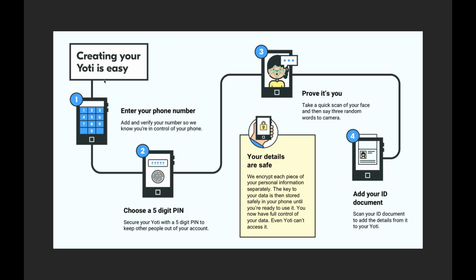So my personal Yoti identity is made up of about 11 different attributes. My name is stored separately and encrypted separately from my gender. It's stored and encrypted separately from my date of birth, which is stored and encrypted separately from my address, and so on. So your identity is broken up into different components and individually encrypted, and only you hold the keys to that data on your device. So if there's a backup of that data on our servers, you are dark to us.